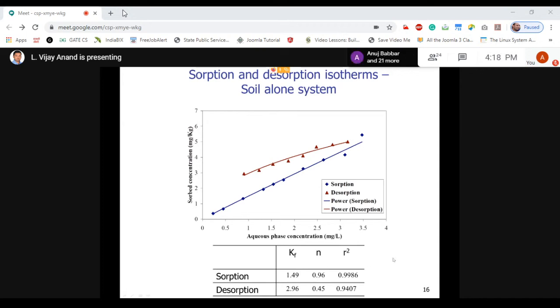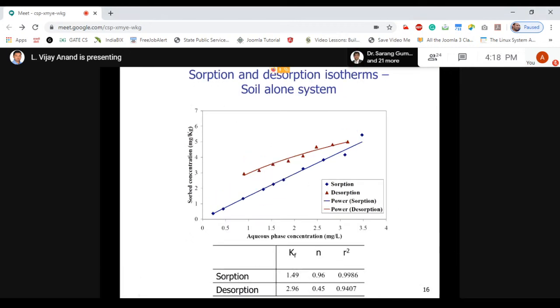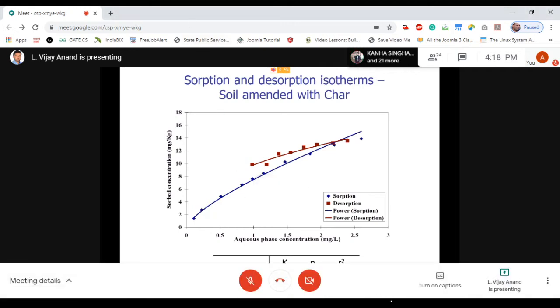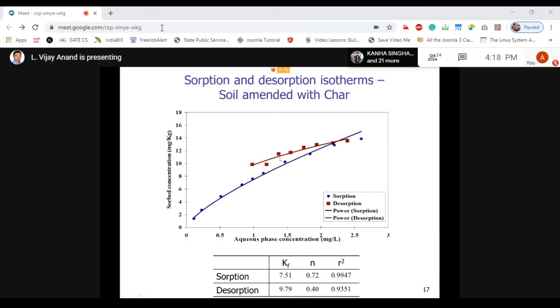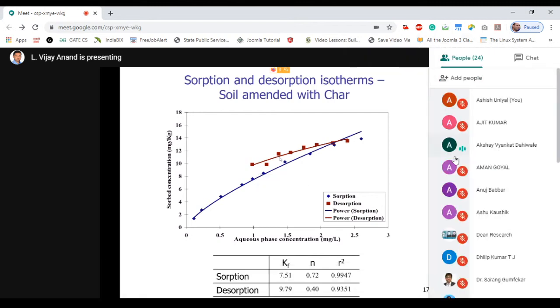And if we add about 1% of char to the soil, you can see the adsorption profiles here. If you look at the KF values after addition of char to the soil, 1% of char on a weight basis, you have a huge increase in adsorption, right? Going back to the previous slide, you had a KF of 1.5, and that is now 7.5. It also increases the nonlinearity of adsorption, 0.72. So addition of char to soil increases adsorption to a tremendous level.